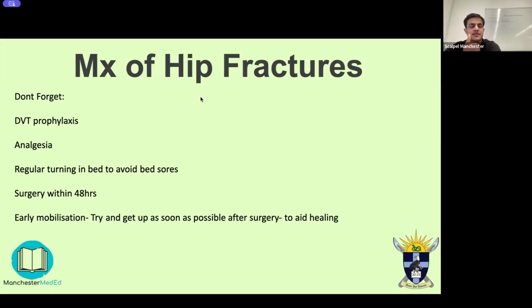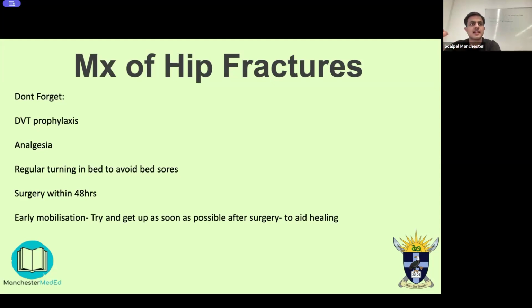Okay, the management of hip fractures. So don't forget your DVT prophylaxis, especially if you're in an OSCE station. Mention DVT prophylaxis. Mention analgesia because it's really painful. So I think they usually give morphine. They can also sometimes do a spinal. There's something else they do as well, but I can't remember what it's called.